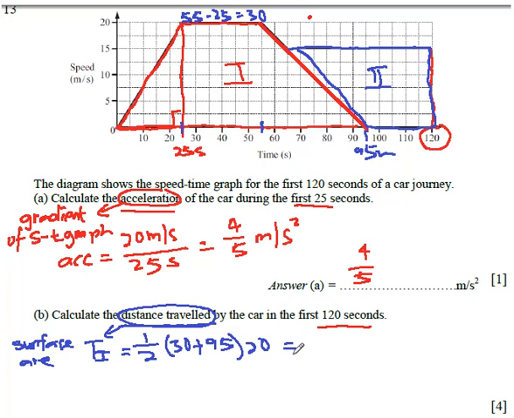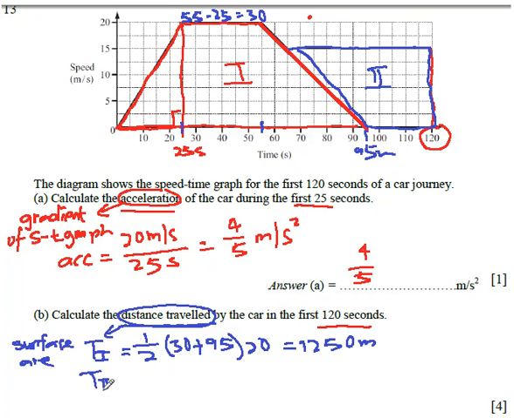So the area is equal to 125 times 10, which is equal to 1250.